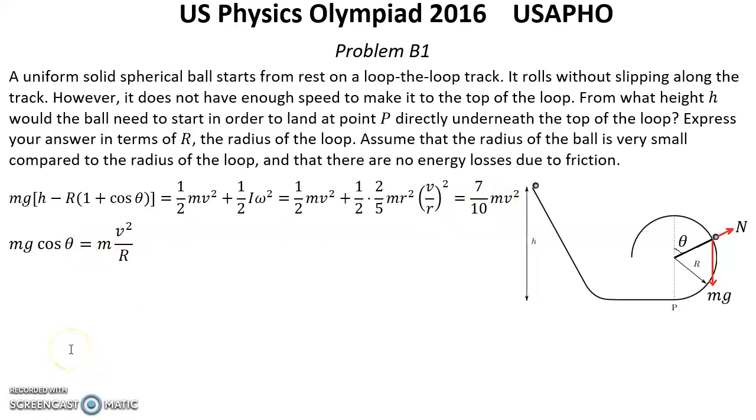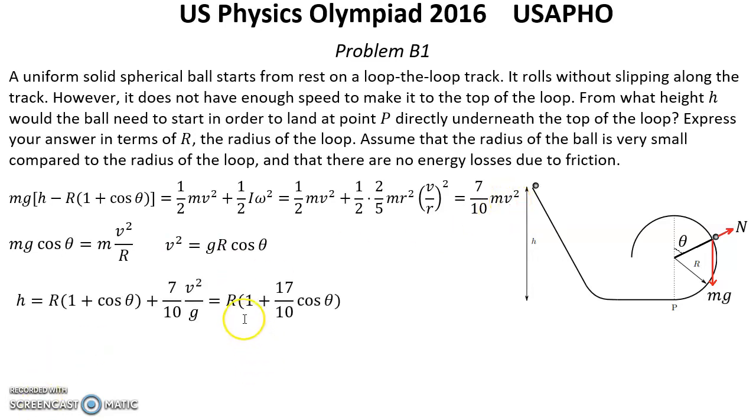And now we can find the relation between height h and angle theta. We have v squared equals gr cosine theta, and we can put it here and find that h equals this expression, r multiplied by 1 plus 17/10 cosine theta.